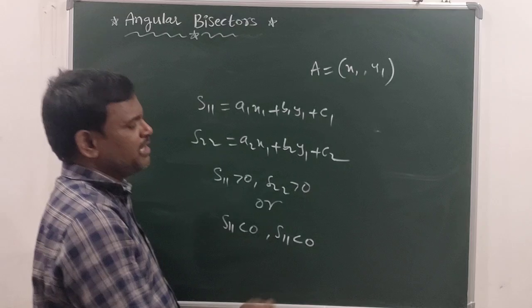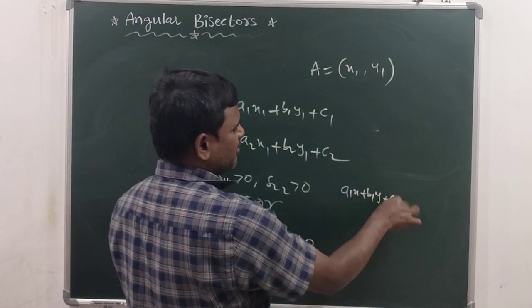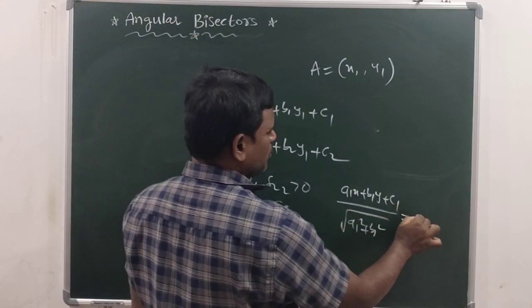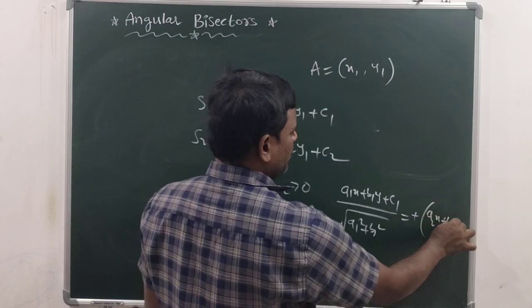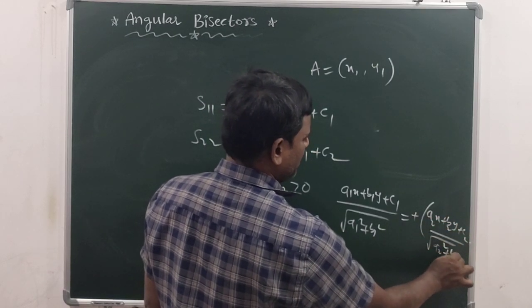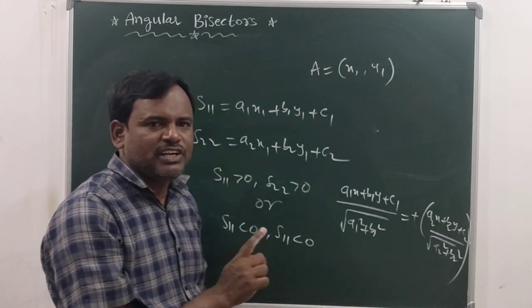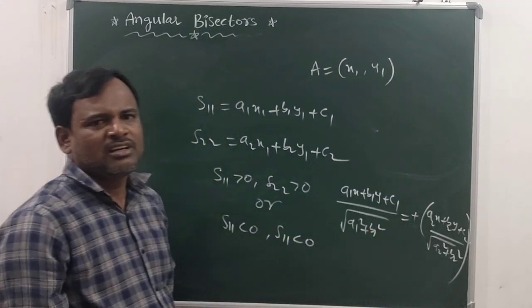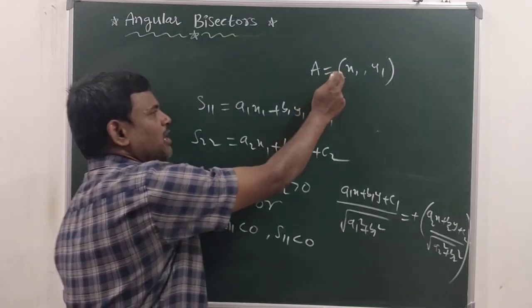If both get the same sign, then see here: a1x plus b1y plus c1 by root of a1 square plus b1 square equals plus a2x plus b2y plus c2 whole by root of a2 square plus b2 square. So here it is plus or minus, once we take plus, once we take minus, no? So on equating with this plus, you get our required angular bisector in which this point is belonging.